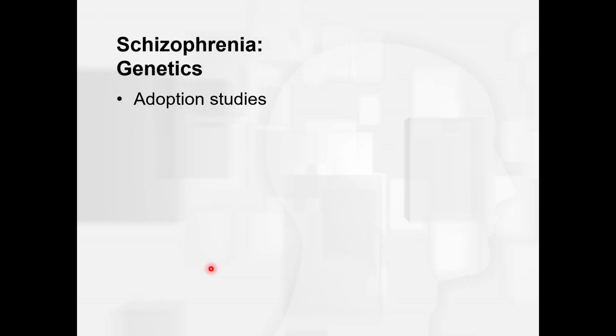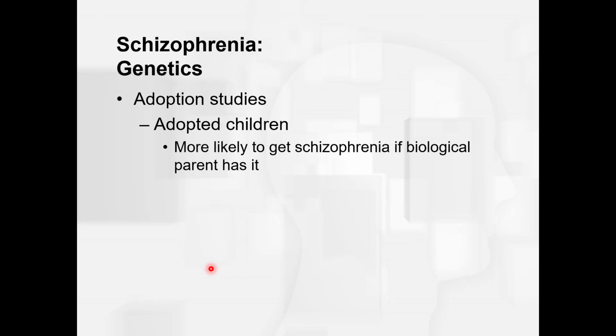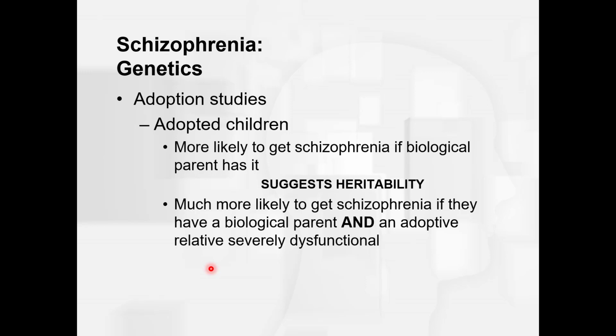So looking at adoption studies, this is another set of individuals that are helpful when we're studying heritability. When we look at adopted children, we see that they're more likely to develop schizophrenia if a biological parent has it. That suggests heritability. But they're much more likely, so that probability rate goes up, to develop schizophrenia if they have a biological parent with it and an adoptive parent that's severely dysfunctional, suggesting biology and environment.